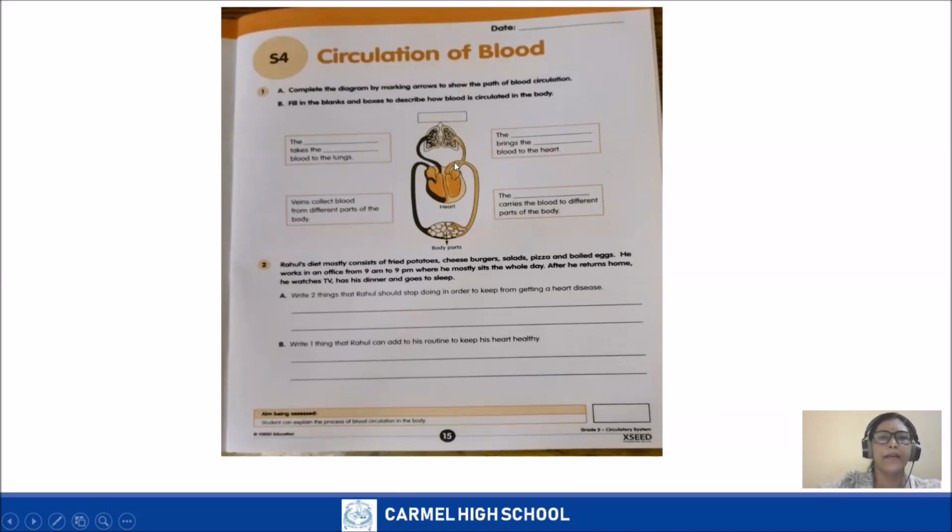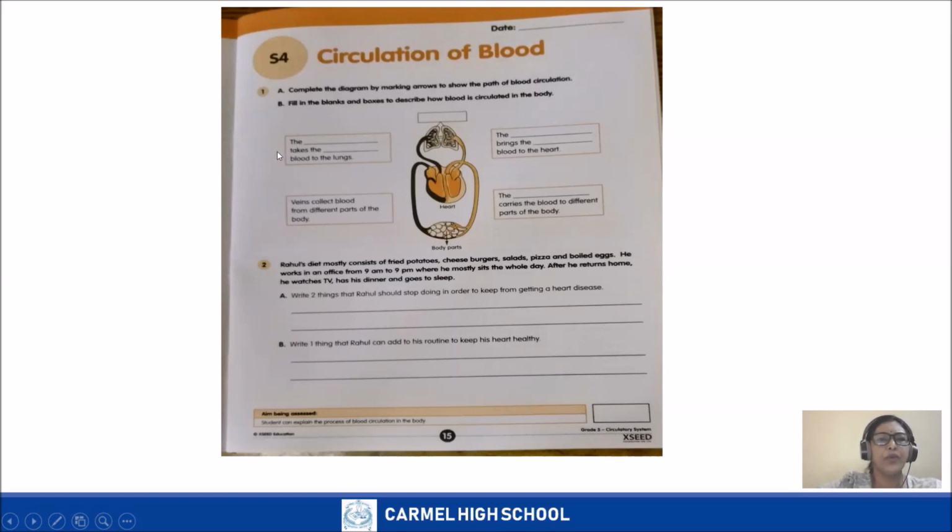carrying what type of blood? Oxygenated blood to the left atrium. From left atrium, it reaches left ventricle. From there, the aorta arises, which branches into arteries and supplies oxygenated blood to different parts of the body. Now fill up all this. So this part you will label as lungs, correct? This is the body part and this is the heart. So this blank will be the lungs.